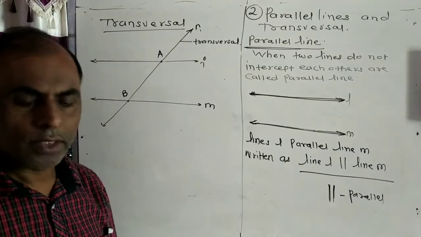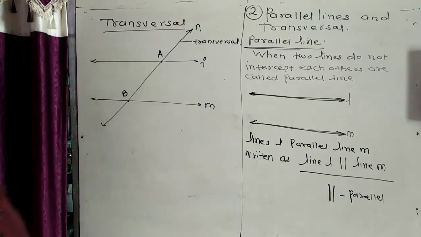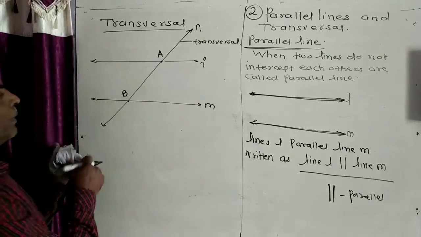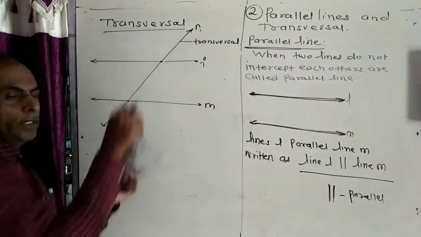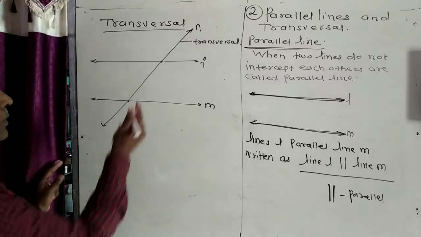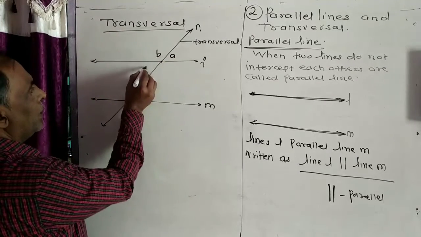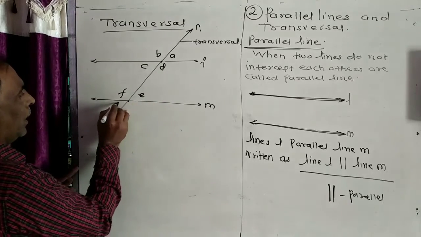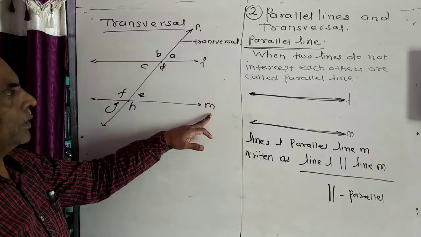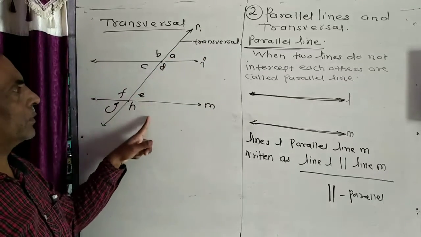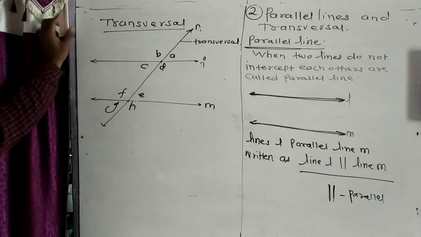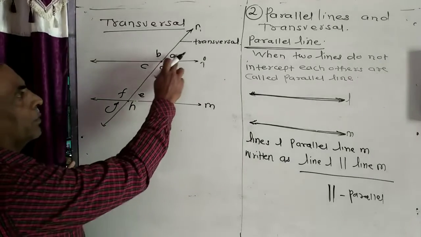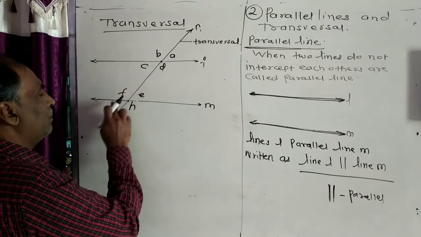Then the next topic is the angles made by the transversal. Suppose there are two different lines, and a transversal intersects the two different lines in points, suppose A and B. Then at points A and B, a total of 8 angles are formed. Suppose we label them A, B, C, D, E, F, G and H. When two different lines are intersected by a transversal in two distinct points, then a total of 8 angles are formed.